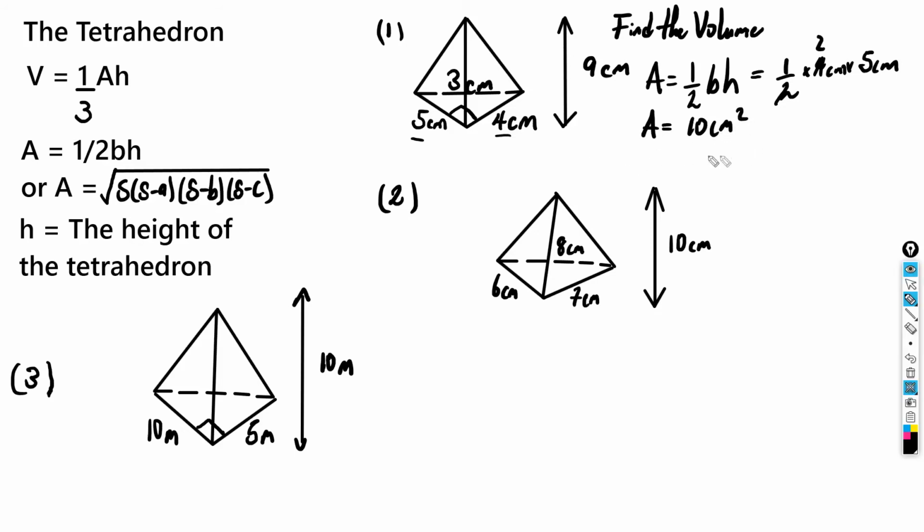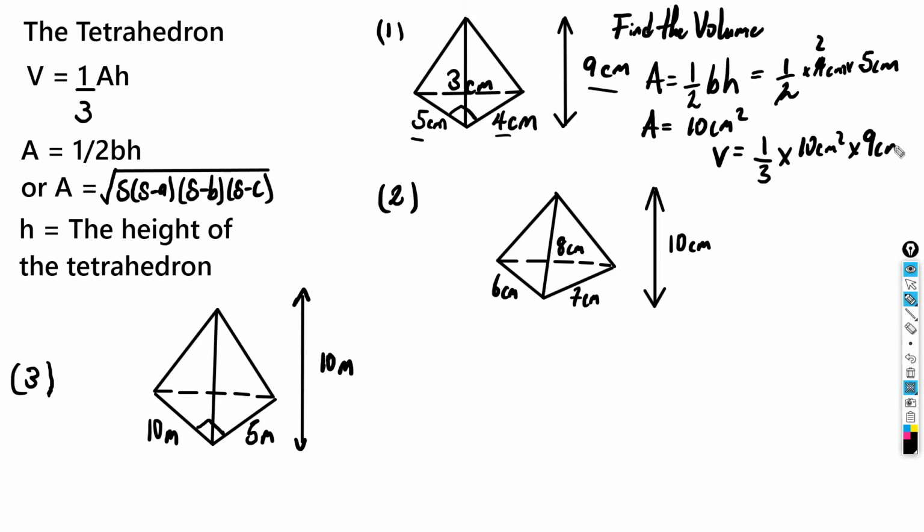Now we can find the volume for this question. The volume is equal to 1 over 3, right, multiplied by the area, which is 10 centimeters squared, multiplied by the height of the pyramid, the tetrahedron, which is 9 centimeters.